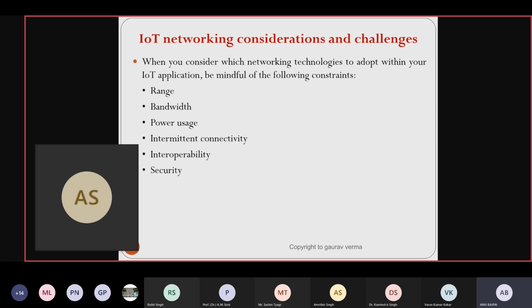BLE is for short range. Zigbee is also for short range. Short range means somewhere around 1 meter to 2 meters, or 4 meters maximum. But if you want to communicate your data over a large distance, you need to choose some other protocol. In IoT, we have more protocols like LoRa, which is a long range protocol, and we have protocols which can work over cellular technology also. So you can utilize these depending upon your distance.